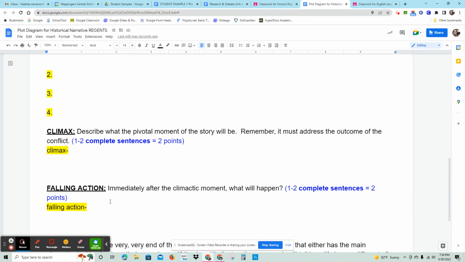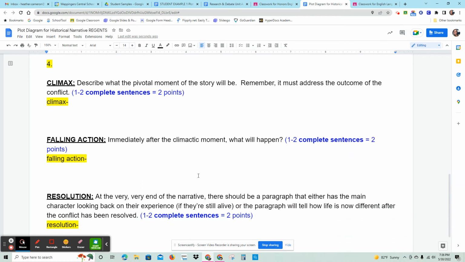Right after the climax, the falling action is when things start to wrap up. So if the climax is, say, that there was a battle and somebody gets shot, the falling action should be what happened right after that. So maybe the climax needs to be something a little bit more severe where you find out if the person lived or died. And then the falling action is, okay, so how are people processing that information now? What is happening after they find out about that character's death?